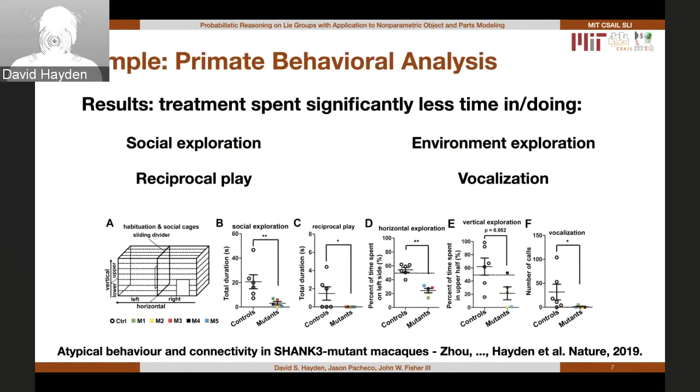And what we're able to show was that the monkeys that had the gene that we thought might be associated with autism, we found that they had reduced environment exploration, reduced reciprocal play, reduced socializing with each other, and reduced vocalizations. And these are the kinds of behaviors that we see in autism in humans. And so we're able to publish that in Nature on the first evidence for primate animal models for autism research.